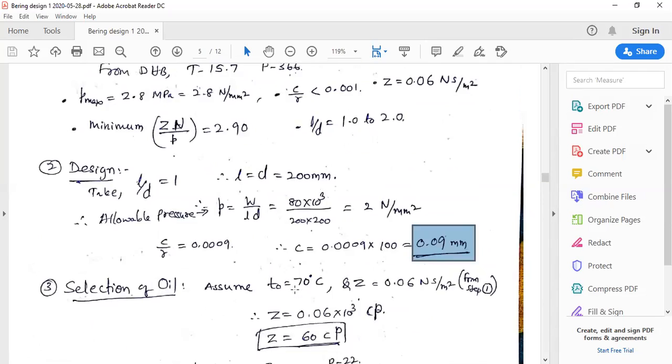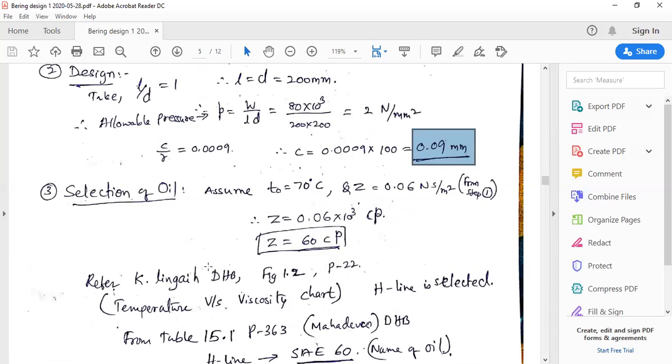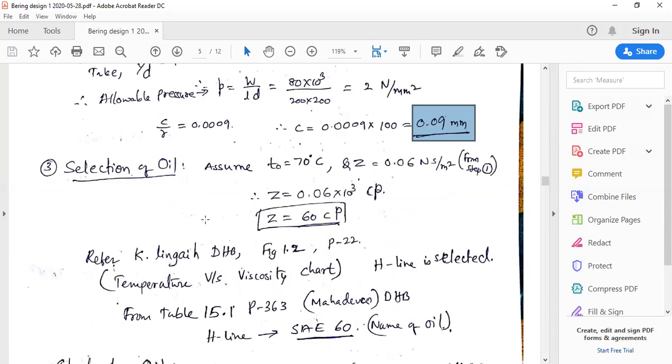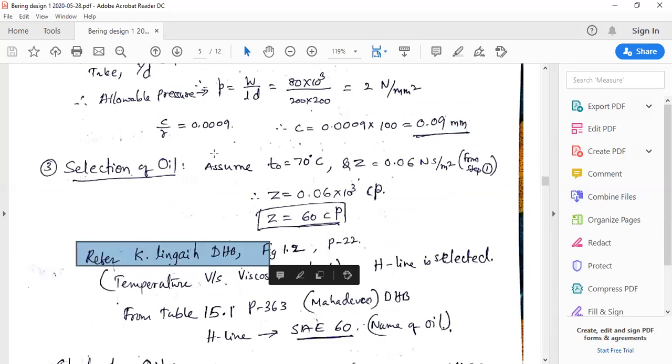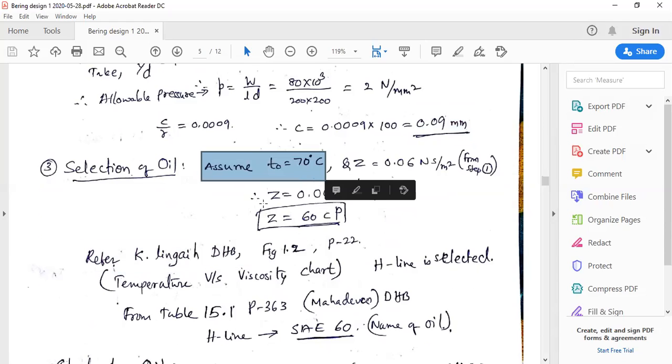So once you get the radial clearance, the next step, that is the third step, is a different case from the previous session problems. There we used the Mahadevan data handbook only, but here we have to add one more data handbook, that is the Lingaya data handbook.